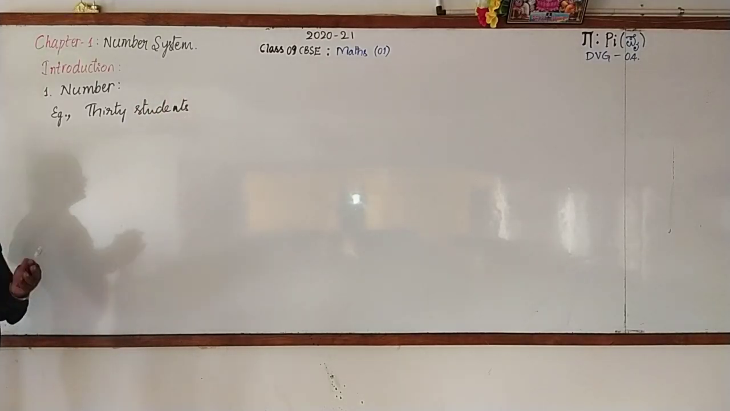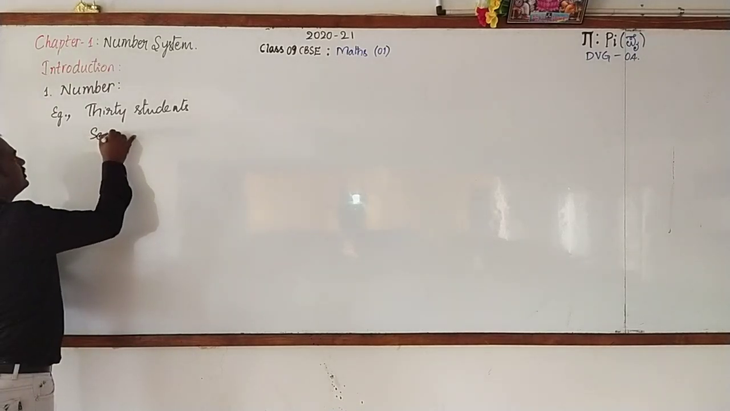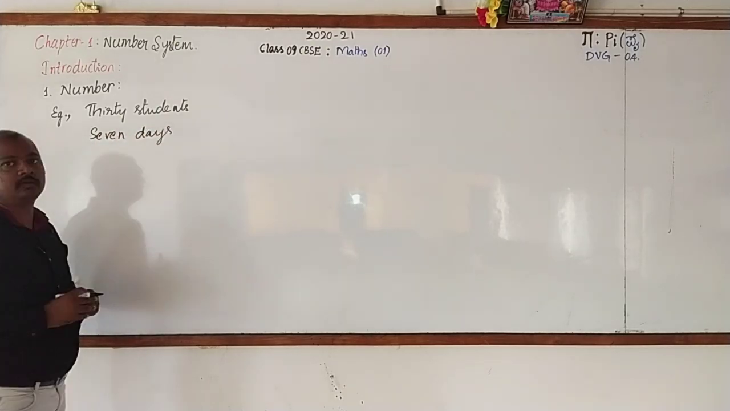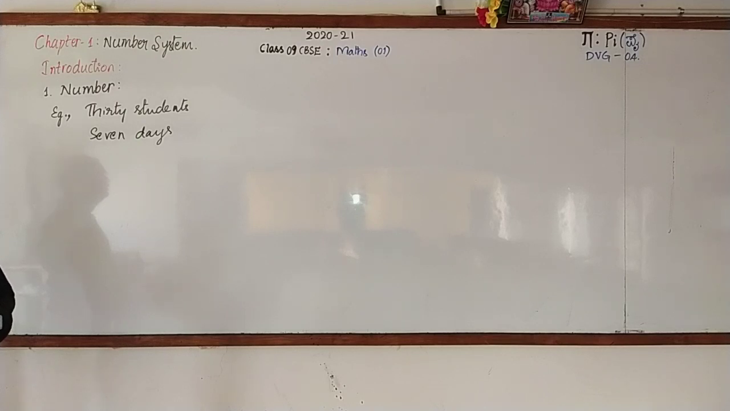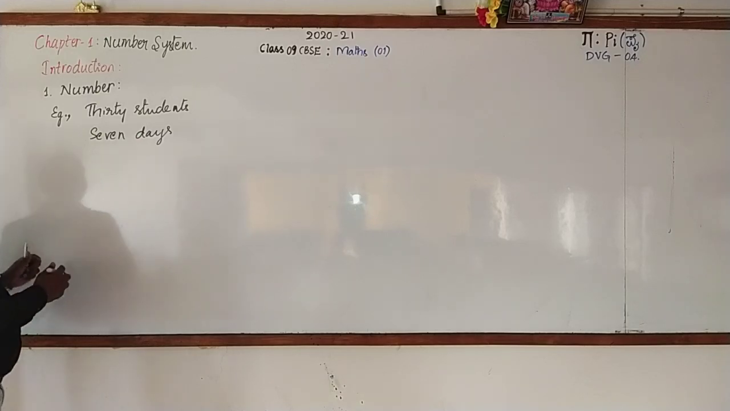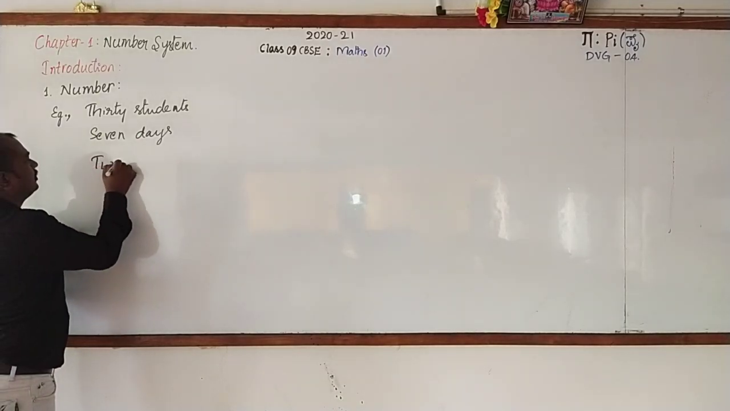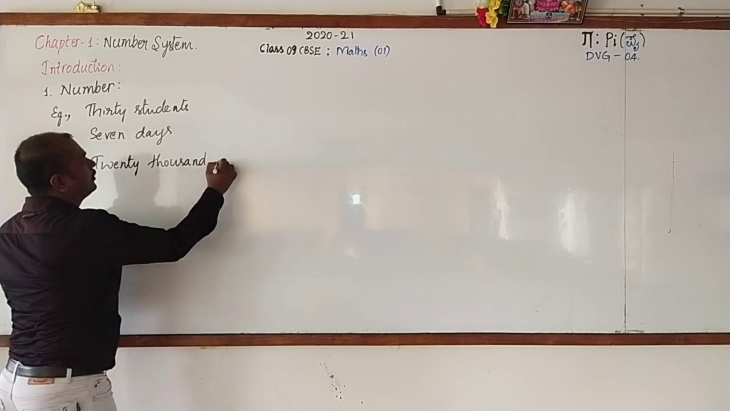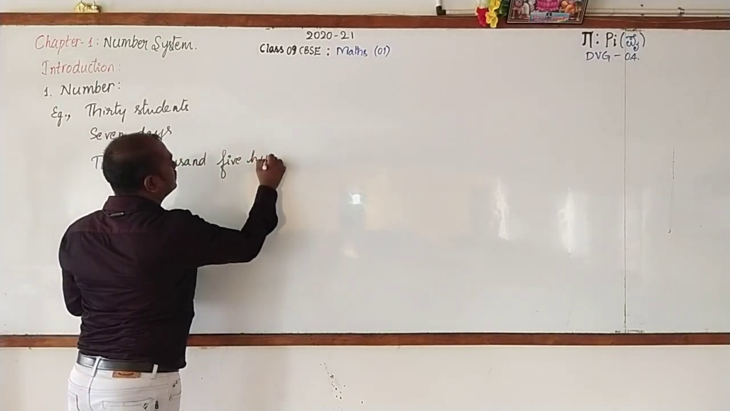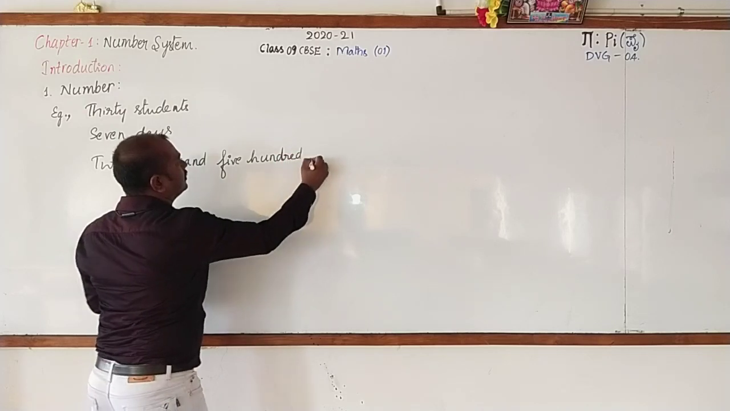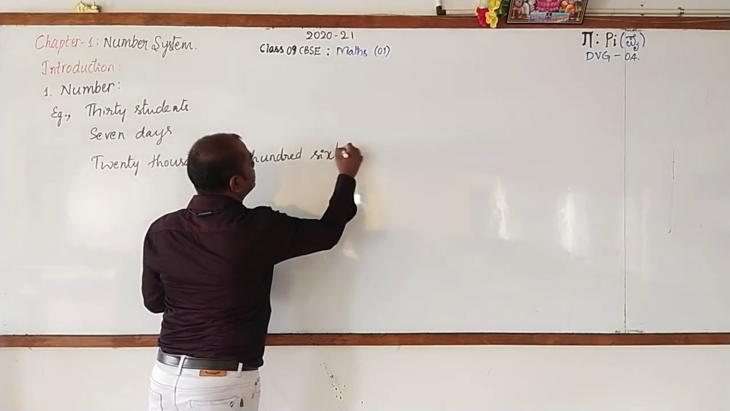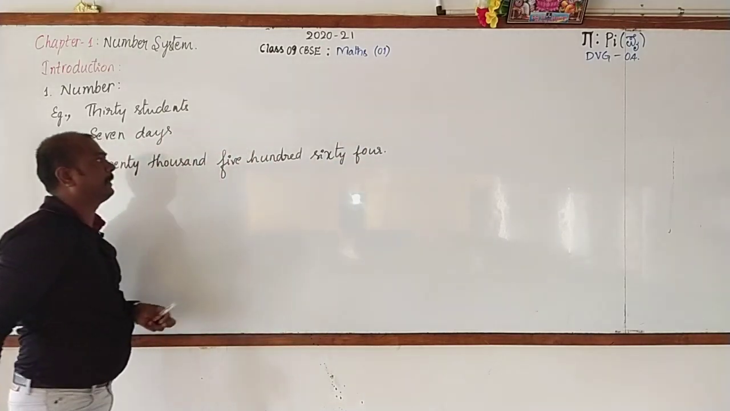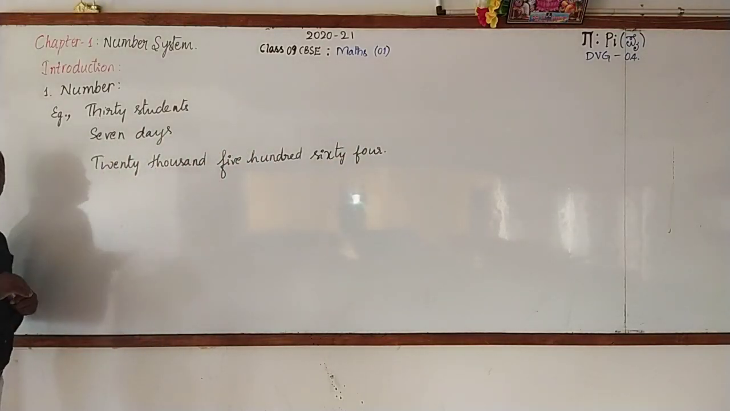Similarly, if I ask you how many days are there in a week, you say that there are 7 days. Then if I ask you, what about the salary of your parent? It will be different from one to another. I'll just write any one. It is ₹20,564. See, these are all numbers.